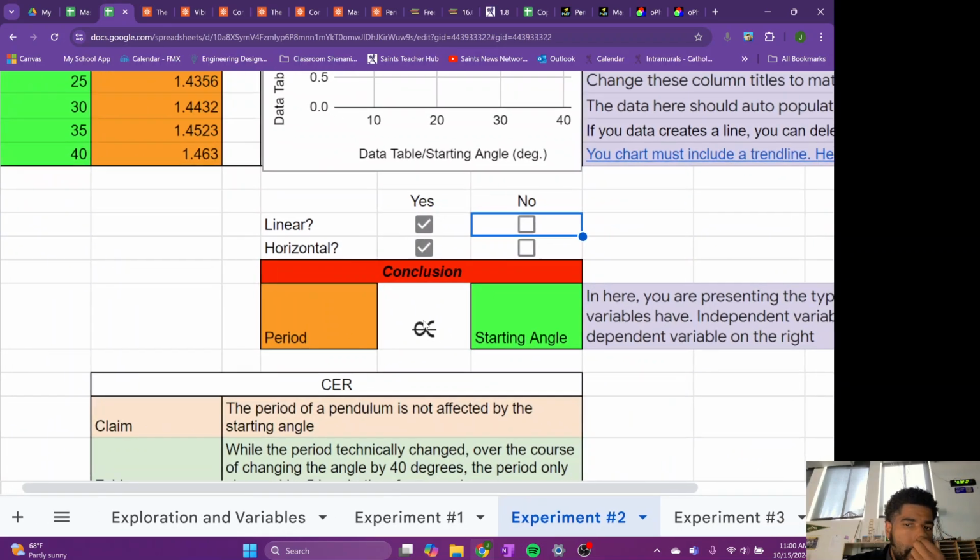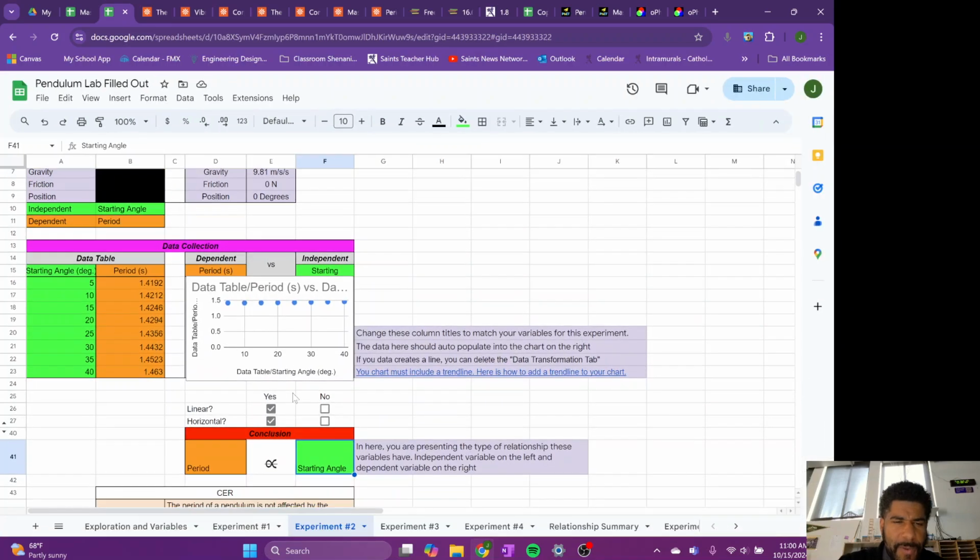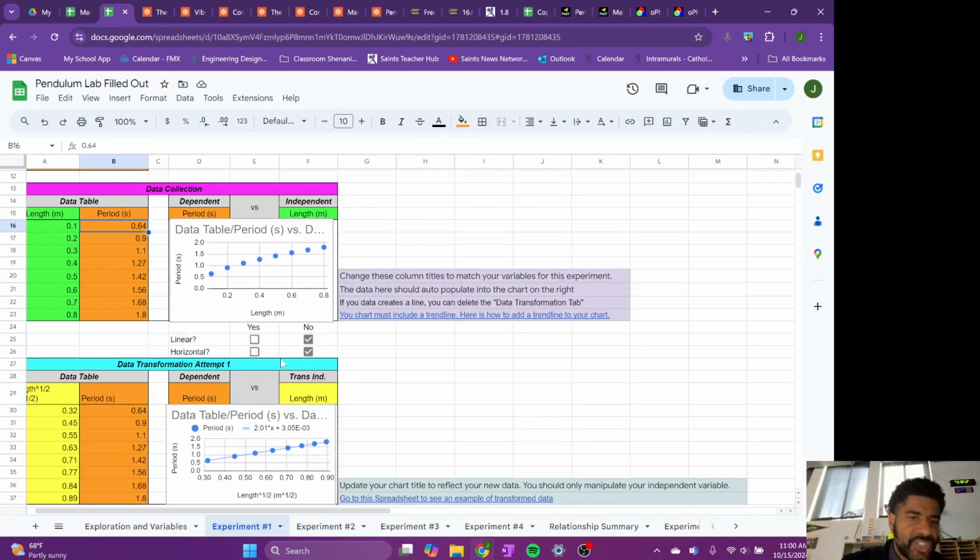But then the horizontal thing, if I click that off, what I have here is this symbol, this sort of Jesus fish looking symbol that indicates proportionality. And over here, it says the period is not proportional to the starting angle. This is what it would look like if I am doing the experiment where I end up having a horizontal line and starting angle happens to be one of these different things. But I'm going to continue on with my experiment for experiment number 1, where I was taking a look at the length of the string.